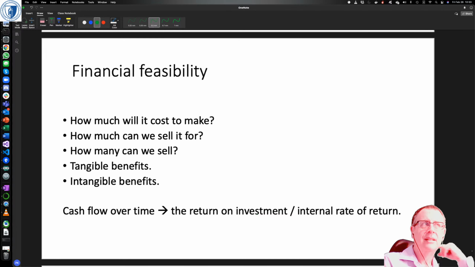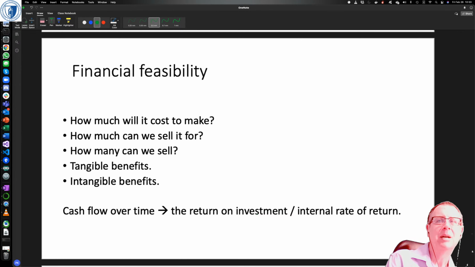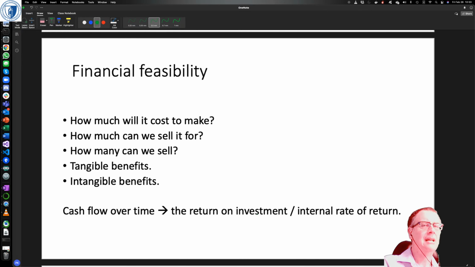And then usually you need a figure of merit, and cash flow over time is usually used to do that, and usually you come up with either a return on investment or an internal rate of return. Sometimes the break-even time is enough, but it's a financial analysis.